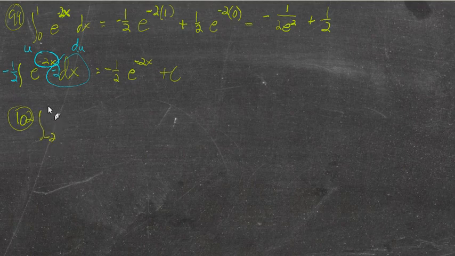102. From negative 2 to 0, x squared, e to the... Okay, so this looks weird, so I'm going to write it a little bit differently. This is supposed to be e to the x cubed divided by 2 dx.